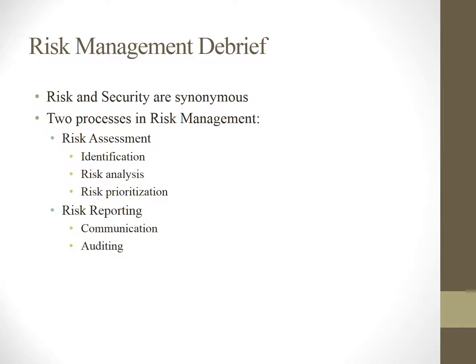Now let's move to the risk management. So when we talk about risk, we think of security, because we usually think risk and security as synonymous. There are two major processes in risk management, which are the risk assessment and risk reporting. Under risk assessment, we have risk identification, risk analysis, and risk prioritization. But then under the reporting, we have communication and auditing.